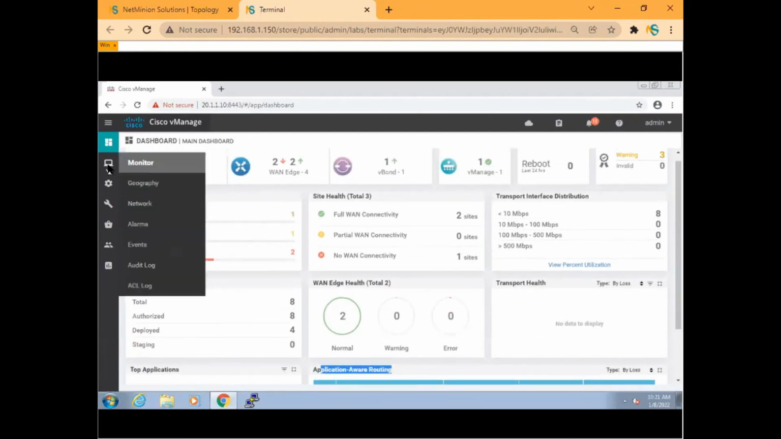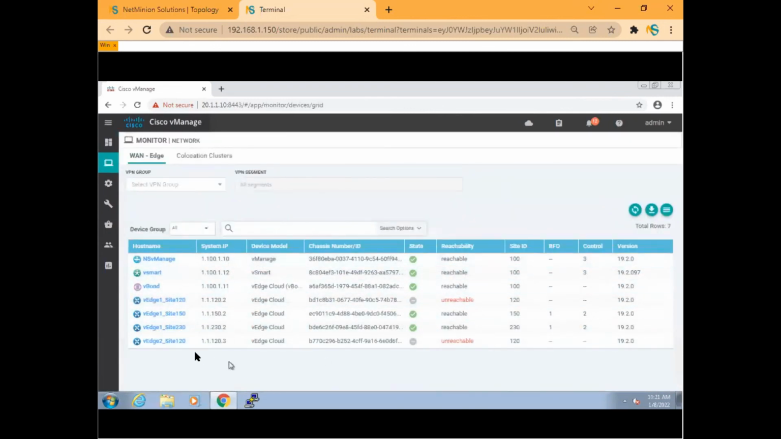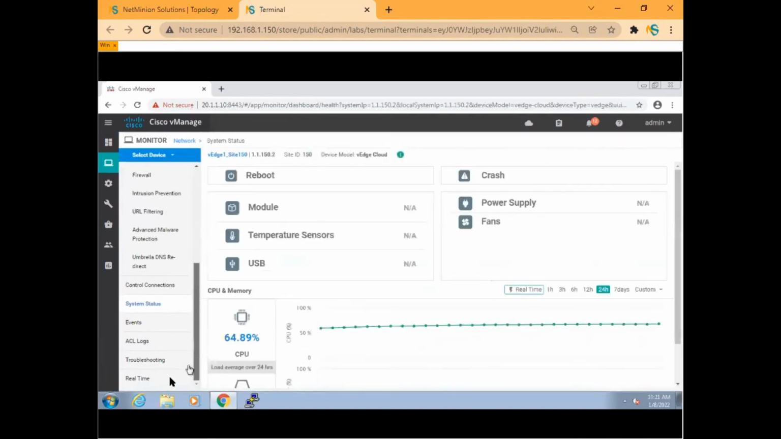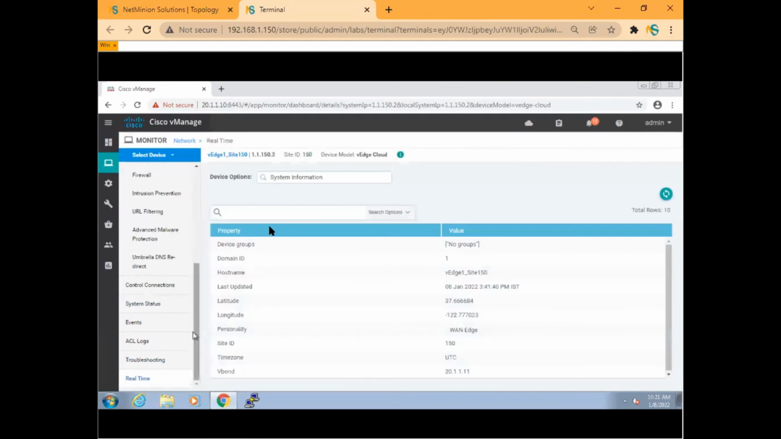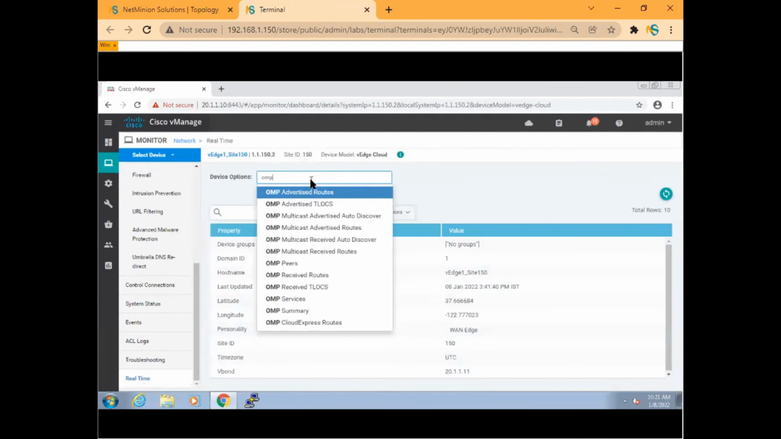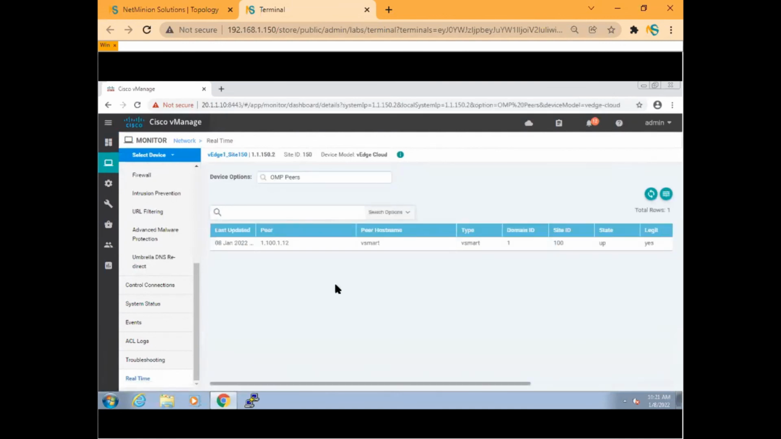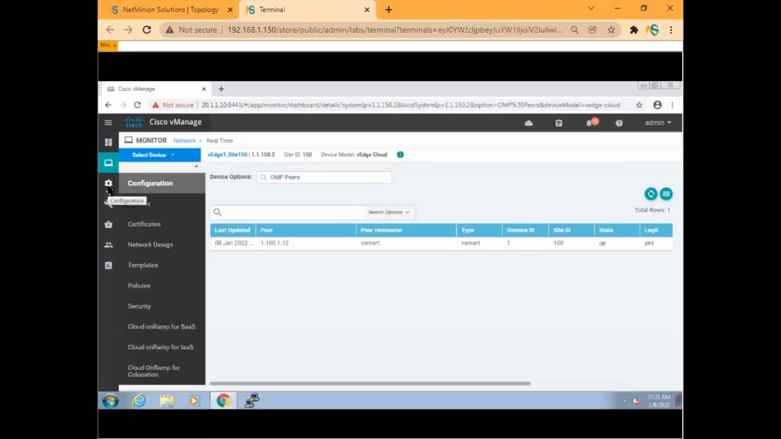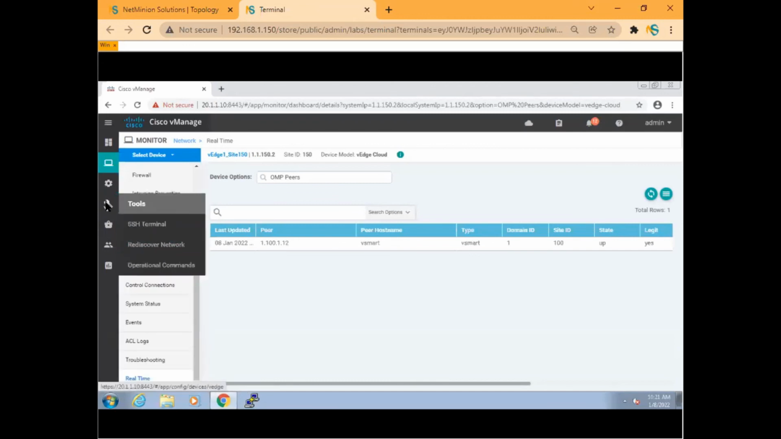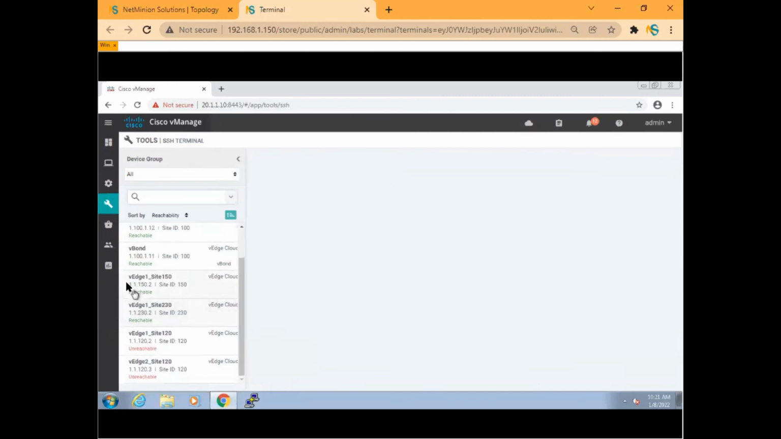From here you can check whatever is in your network. If you want to take control, you can take the control from here also. If you want to run some commands, you can go over here and run them. For example, if I want to check the OMP peer, I will issue the command. I need not go to the CLI, and even if I need the CLI, I can check it from here.